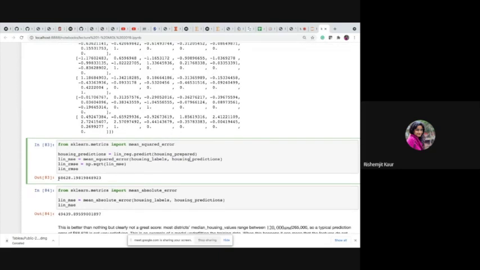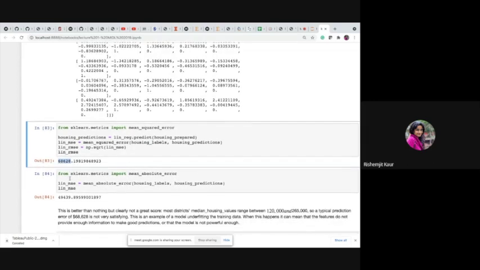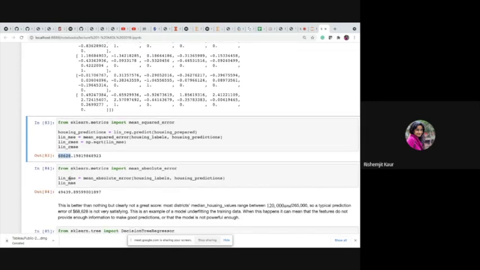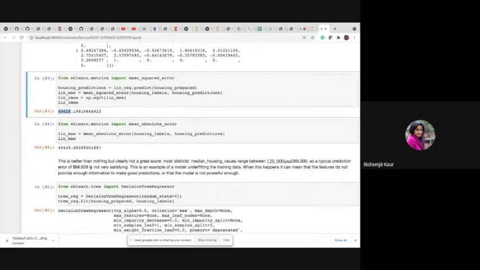In this case, you will see that the error it has given us is 68,000, which is actually pretty high. It may not be very good, but this is better than nothing, though clearly not a great score. So maybe this is an example where we are underfitting our data. We do not provide good information to make good predictions.